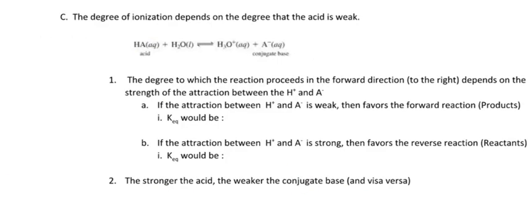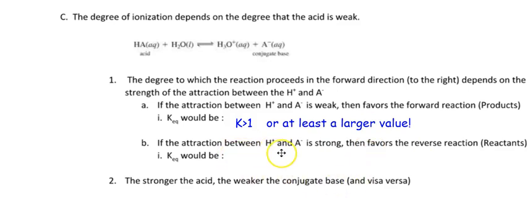So the degree of ionization depends on how weak the acid is. The degree to which a reaction proceeds in the forward direction depends on the strength of the attraction between the H plus and the A minus. If the attraction between H plus and A minus is weak, then it favors the forward reaction. So what kind of value would that be? What did we say in chapter 14? We said that if it favors the products, it means K is greater than 1, or at least in this chapter, you have a larger value.